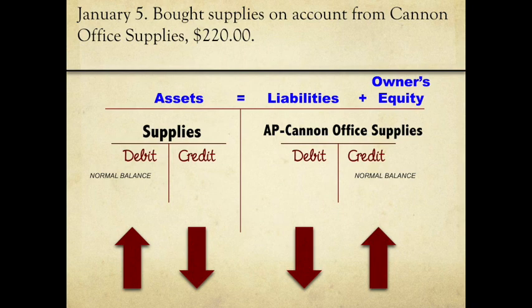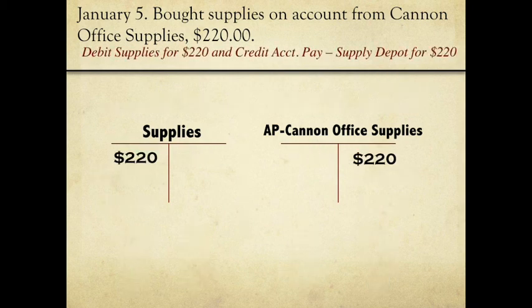Now we can plug in the number. It says bought supplies on account, so our supplies is going up. Therefore, we have to debit our supplies for $220. The amount we owe Canon Office Supplies, which is our accounts payable, is also going up. And so therefore, we have to credit our accounts payable, Canon Office Supplies. When we look at it cleaned up, it looks like this. You can see that we've debited supplies, making our supplies go up, and we have credited our liability accounts payable by $220, making that account go up.